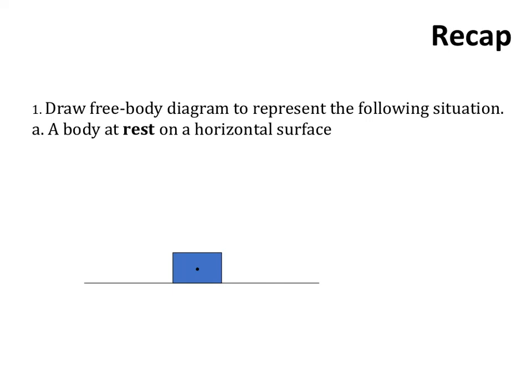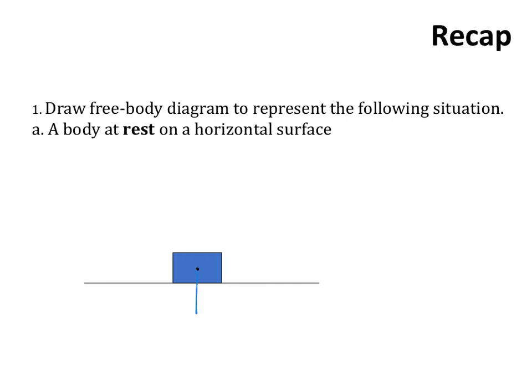Now let's check this one. It says draw a free body diagram. Again, this is based on our previous knowledge. We did this before. There's a body which is at rest on a horizontal surface, and it's asking you to draw the free body diagram for this.